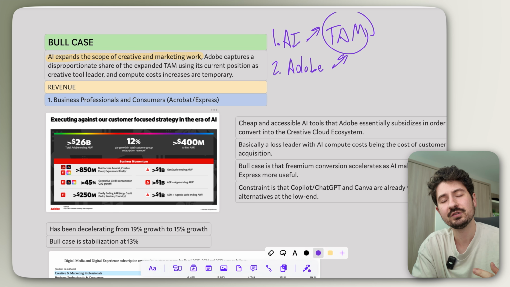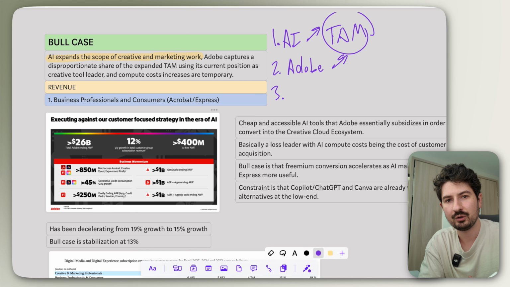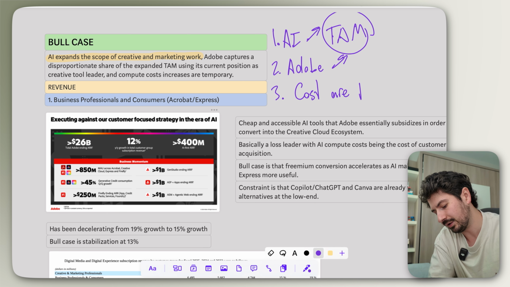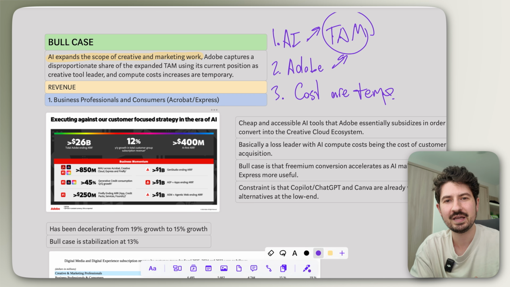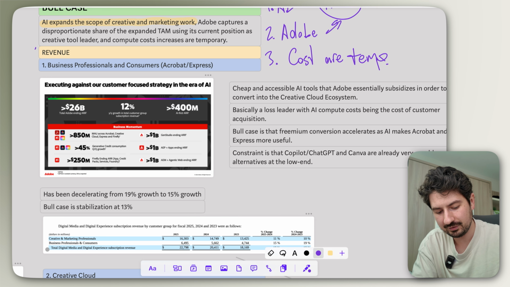And then third, I'm going to assume that increased costs in the short term are a given because of the expensive nature of AI inference costs. However, I'm going to assume that those costs are temporary. And that's because the AI data center build out is going to happen, Moore's law is going to bring down the cost of inference compute, and there's also going to be algorithmic improvements that mean that not as much compute is needed in the first place. So how is that going to affect revenue?